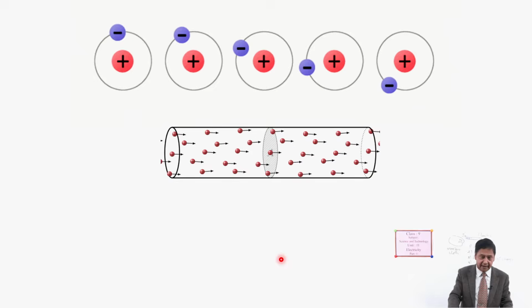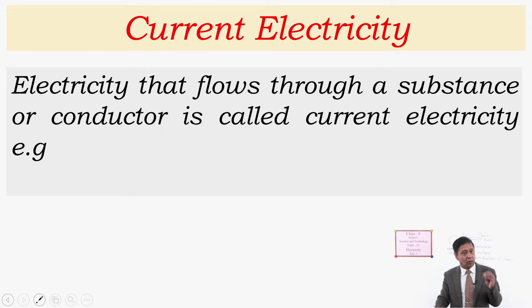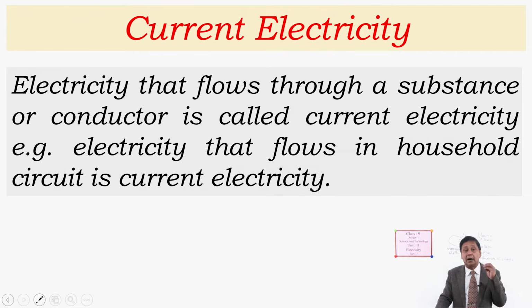Now, how can we define current electricity? This way. Look at this. Electricity that flows through a substance or conductor is called current electricity. For example, electricity that flows in a household circuit is current electricity. It means now you are clear that whenever we switch on the circuit, something flows in the conductor wire. And what flows? Electron flows. The continuous flow of electron is actually the current. And this is called current electricity.